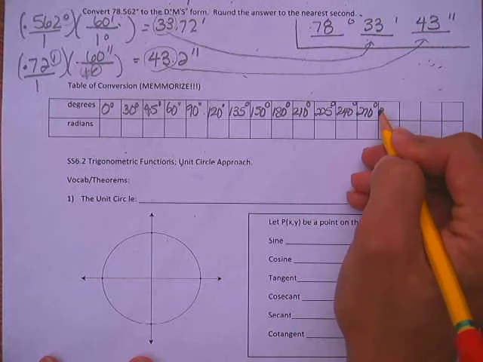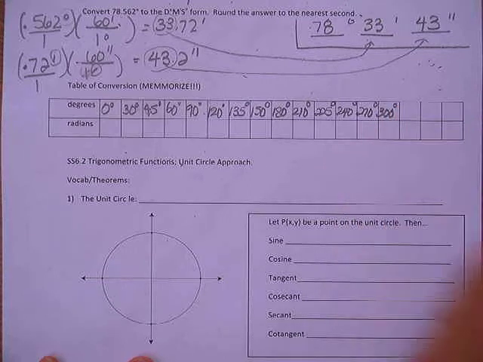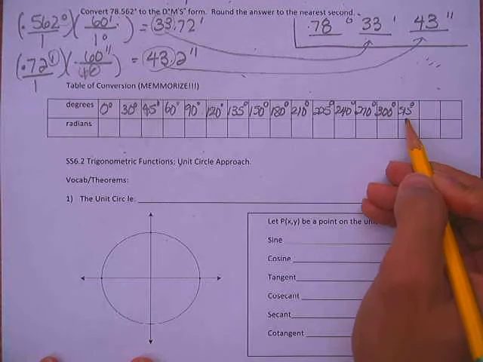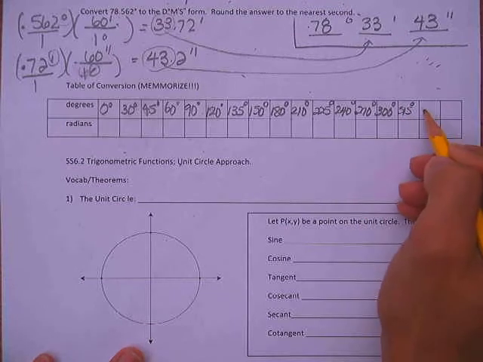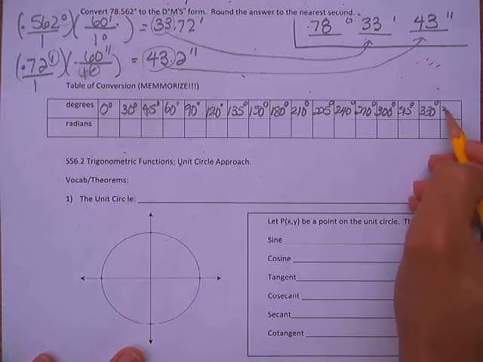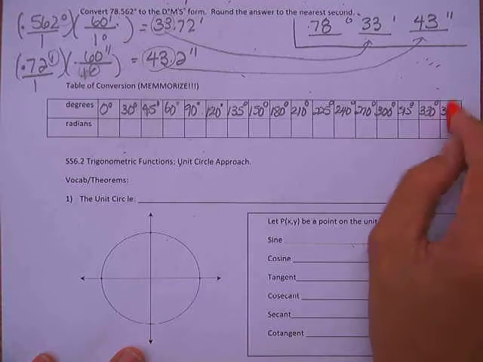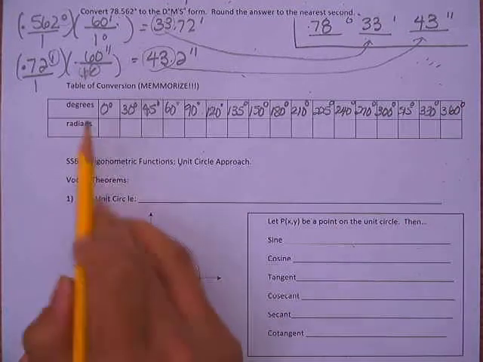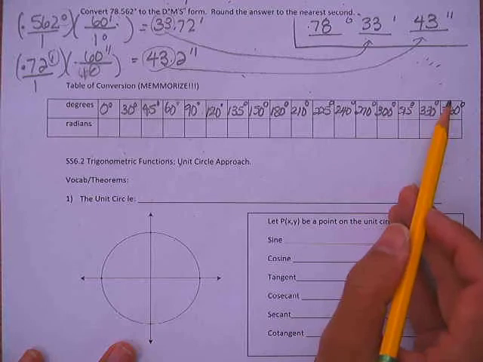The next one we're going to do is 300 degrees. Add 15, so 315, and you know that is a multiple of 45 degrees. Add another 15, so 330. And then add another 30, so 360 degrees. So this is a full circle.